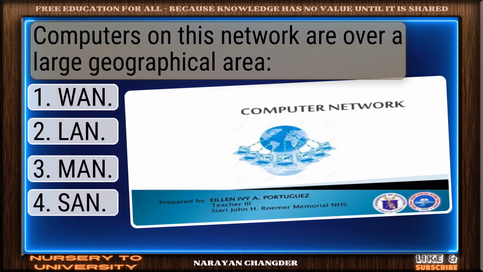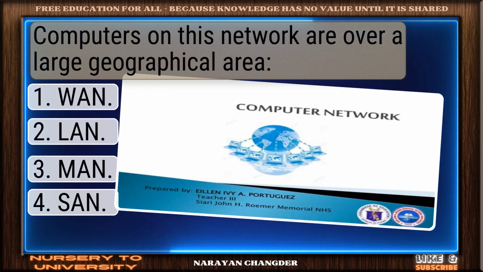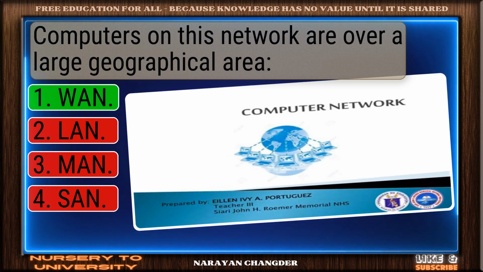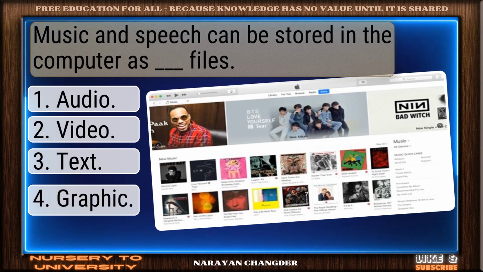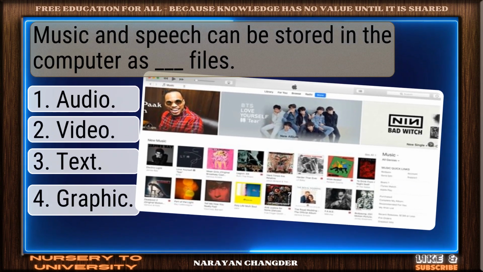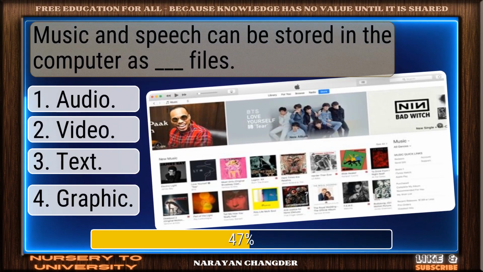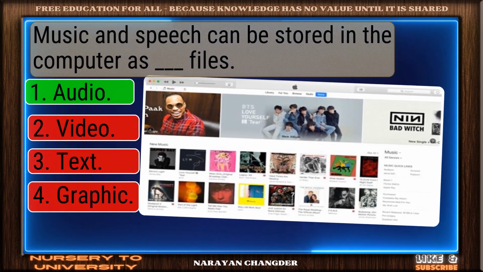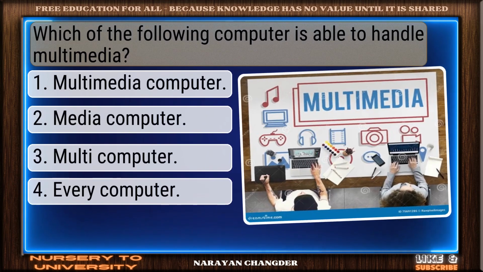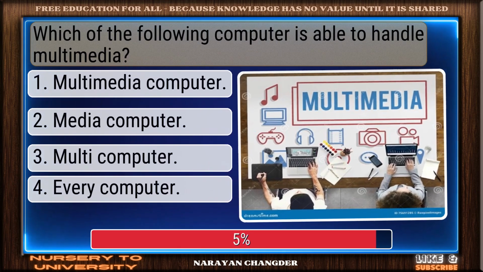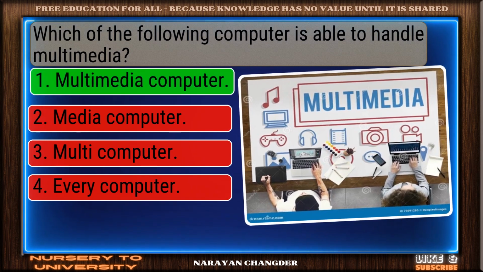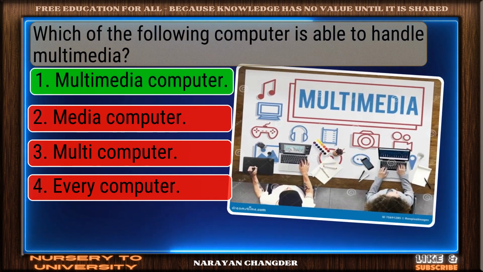Computers on this network are over a large geographical area. Strong choice. WAN is right. Music and speech can be stored in the computer as dash files. Correct. Audio is spot on. Which of the following computers is able to handle multimedia? Nicely done. Multimedia computer is solid.